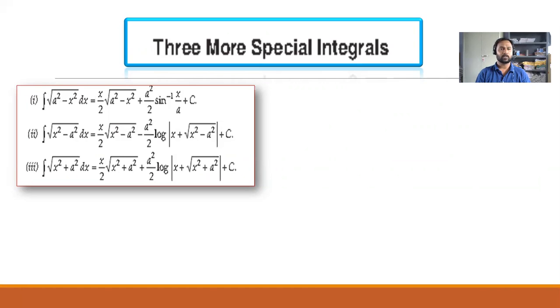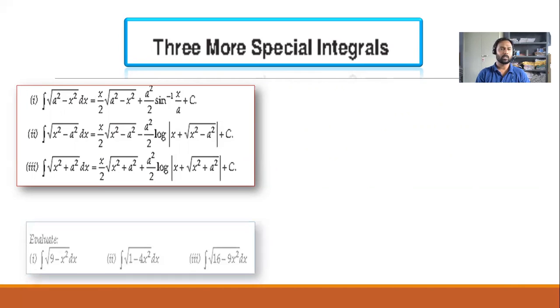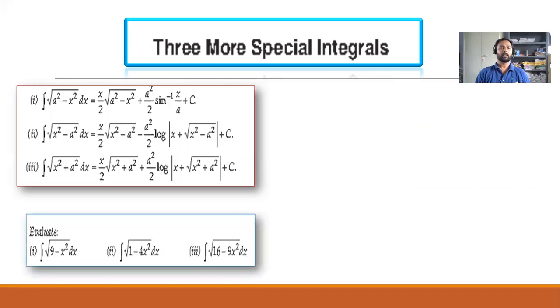Integral root of x square minus a square dx is x by 2 root of x square minus a square minus a square by 2 log mod x plus root of x square minus a square plus c. And integral root of x square plus a square dx is x by 2 root of x square plus a square plus a square by 2 into log mod x plus root of x square plus a square plus c. Let us see some problem solving based on these special integrals. Evaluate three problems. Consider one by one.